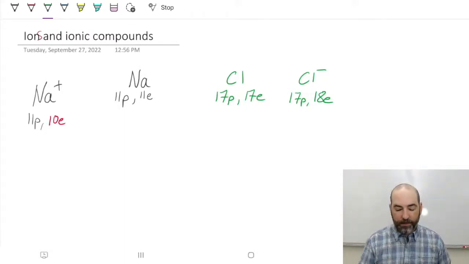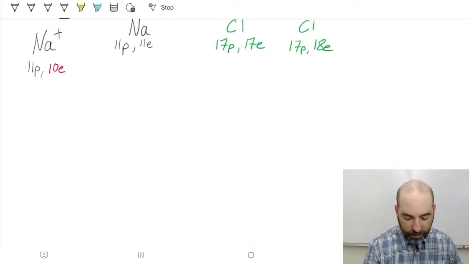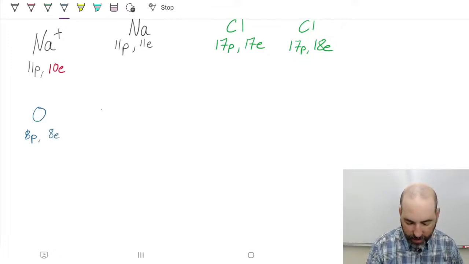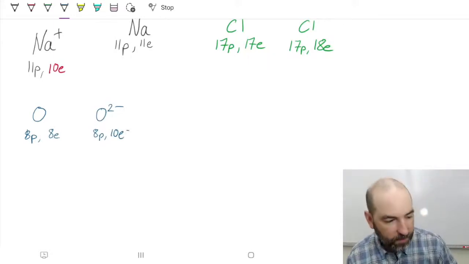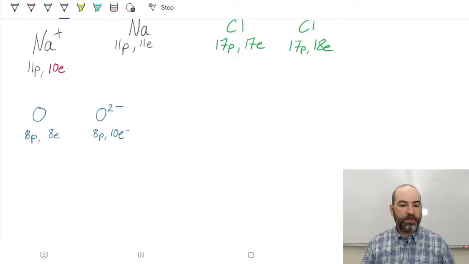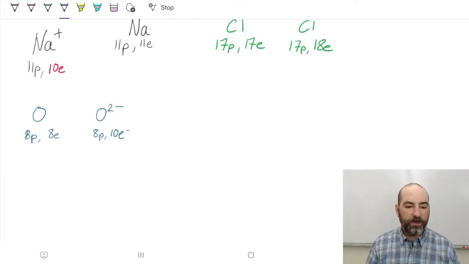And then this can happen with multiples as well. So with multiple electrons, you can have an oxygen atom that has 8 protons and 8 electrons, and you can have an oxide ion that has 8 protons and 10 electrons. So gaining electrons is going to increase the amount of negative charge. Losing electrons is going to increase the amount of positive charge.